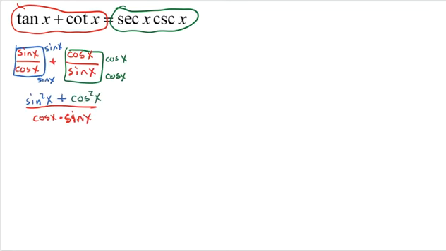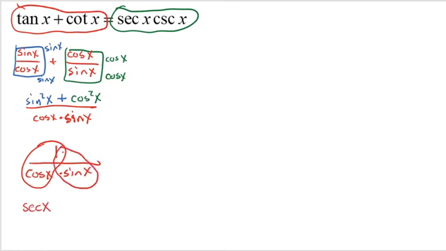And at this point, my eyes are jumping out of my eye sockets because I recognize sine squared plus cosine squared is one of our easiest Pythagorean identities. That is equal to 1. So now I have 1 divided by cosine times sine, and I'm almost done because 1 divided by cosine, using the reciprocal identities, is secant.